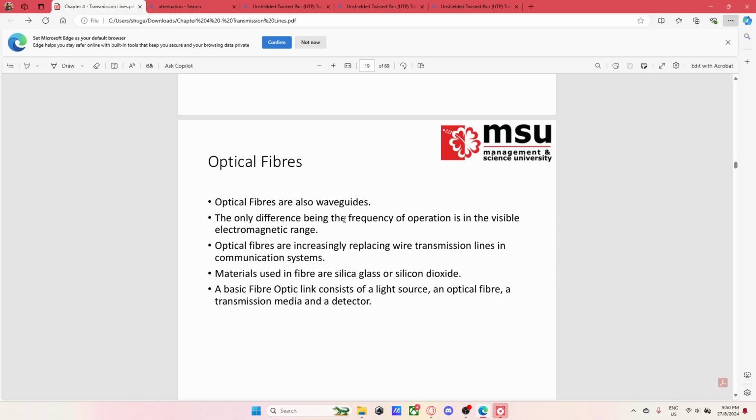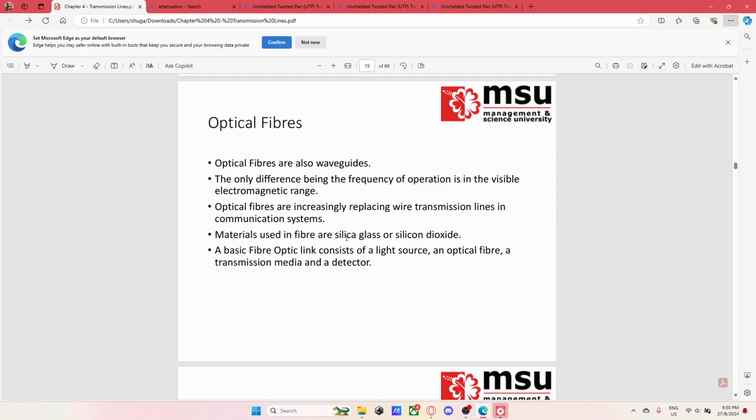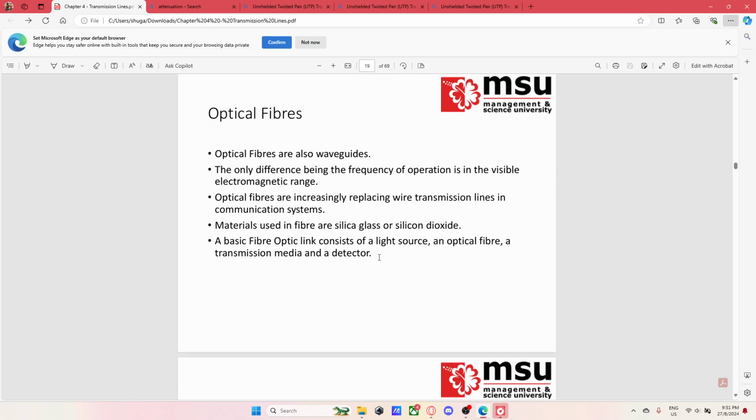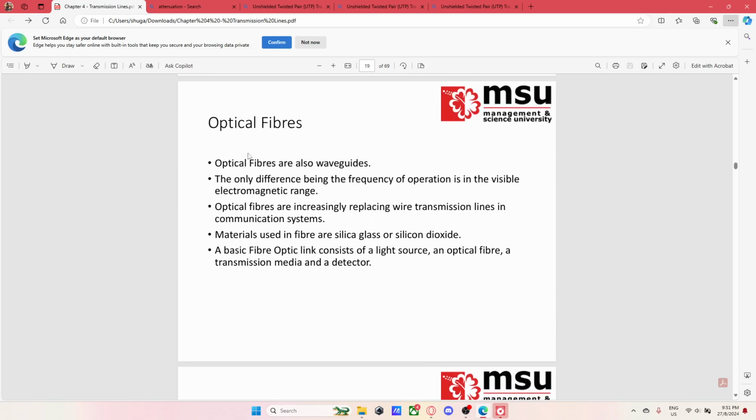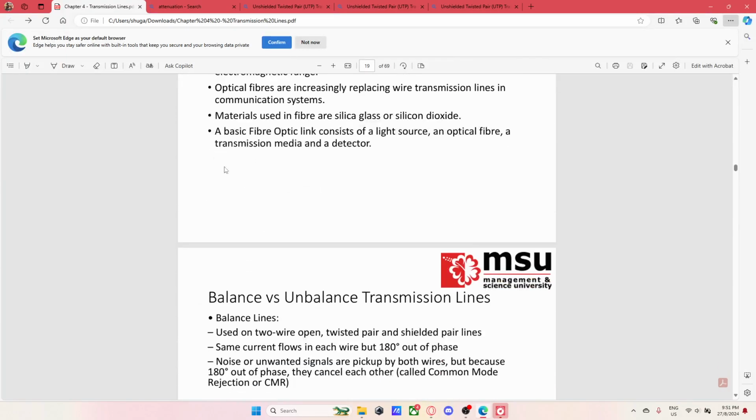The only difference is the frequency of operation, which is the visible electromagnetic range. Optical fibers are increasingly replacing wire transmission lines in communication systems. The material used in fiber is silica glass or silicon dioxide, and a basic fiber optic link consists of a light source, an optical cable, a transmission medium, and a detector. That is all for waveguides.